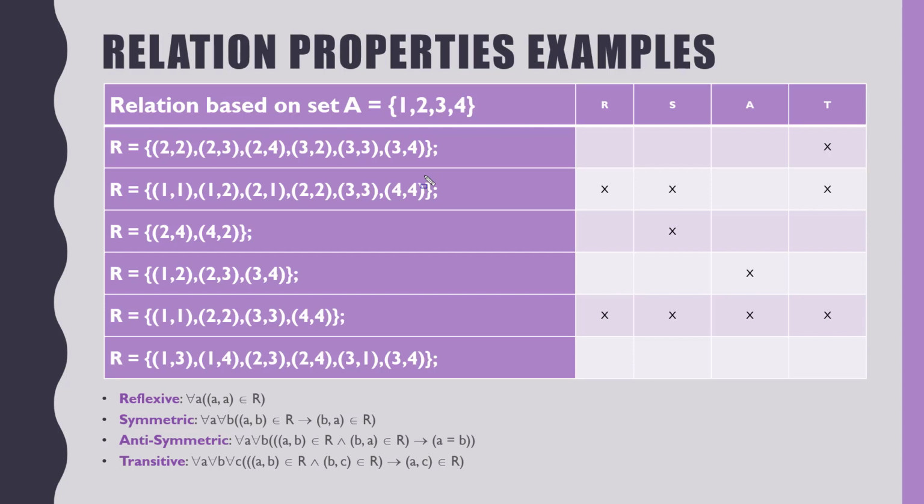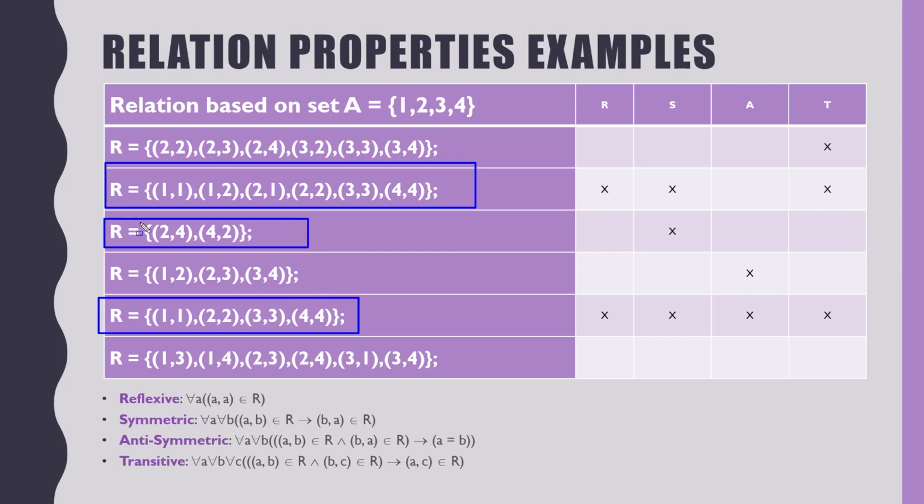Well, how about symmetric? There are 3 of them that have the symmetric property, right? So this one, and this one, and this one. Let's start with this middle one here because it's pretty easy to see the symmetric property here. Look at the rule here.